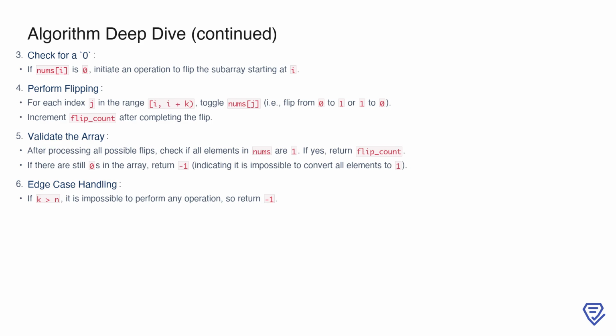Once we've processed all possible flips, we validate the array by checking if all elements are now 1. If so, we return the flip_count as the result. However, if any 0 remains in the array after processing, it means it's impossible to achieve the desired state, so we return -1. An important edge case to consider here is when k is greater than the length of the array, as it would make flipping any subarray impossible, and we would immediately return -1 in such scenarios.